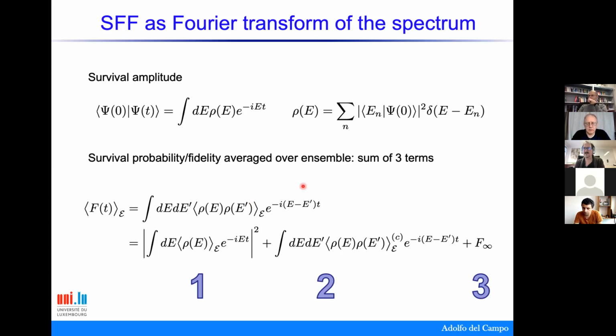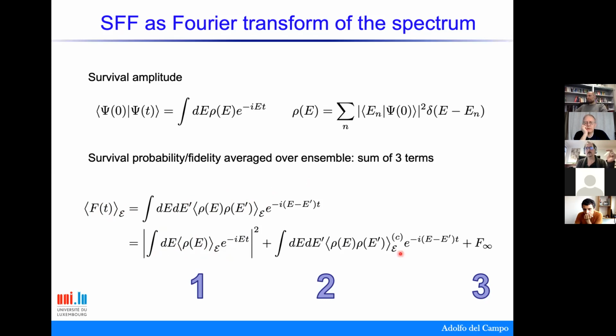Now, when we look at the survival probability or fidelity averaged over an ensemble, it is interesting to see the different contributions that appear in the exact expression. We unfold this general expression into a first term that is not very informative, because it is the Fourier transform of the average of the density of states over that ensemble. This is informative, but not universal, and is not related to chaos. What is crucial for chaos is the second term.